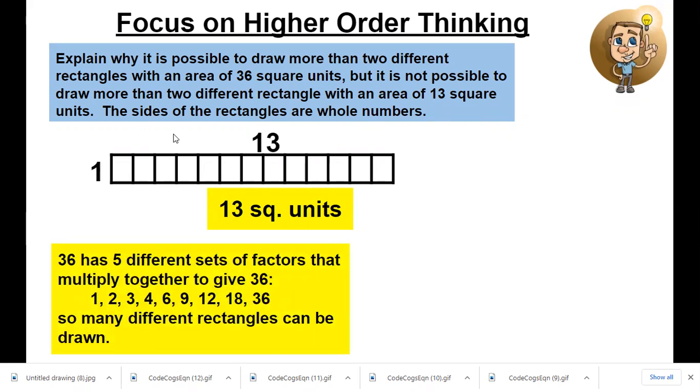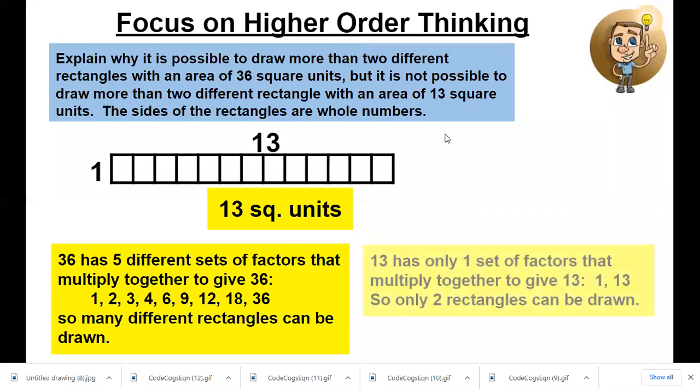So 36 has 5 different sets of factors that multiply together to give you 36: 1 times 36, 2 times 18, 3 times 12, 4 times 9, and then 6 times 6. So there are many different rectangle combinations for 36 square units. But 13 has only one set of factors that multiply together to give you 13, just 1 times 13. So only 2 rectangles can be drawn.